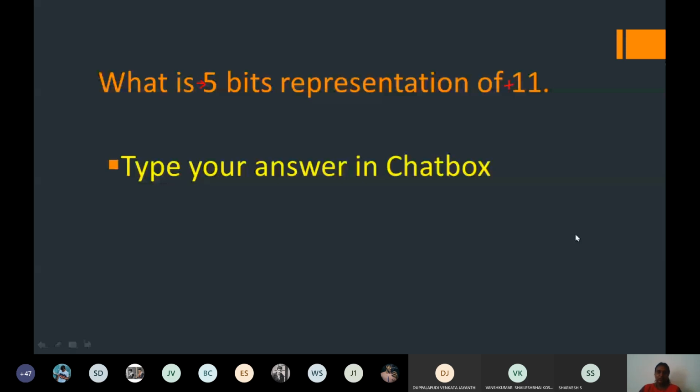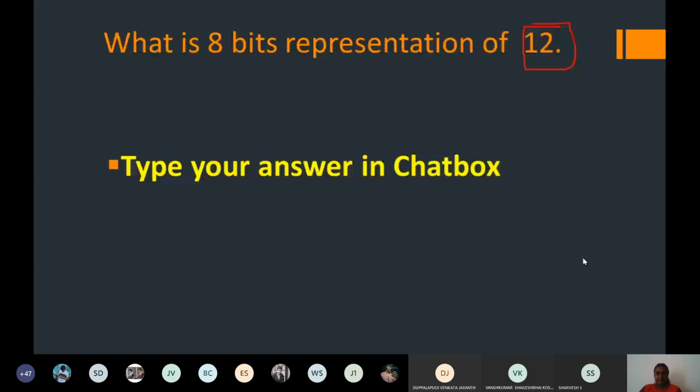Okay, now I'll give you the next question. What is the 8-bit representation of 12? I'm asking for 8-bit representation, not 5 bits, 8 bits. Last time one person gave 8 bits, right? In the same way, what is the 8-bit representation of 12? Yes, it has to contain 8 bits.